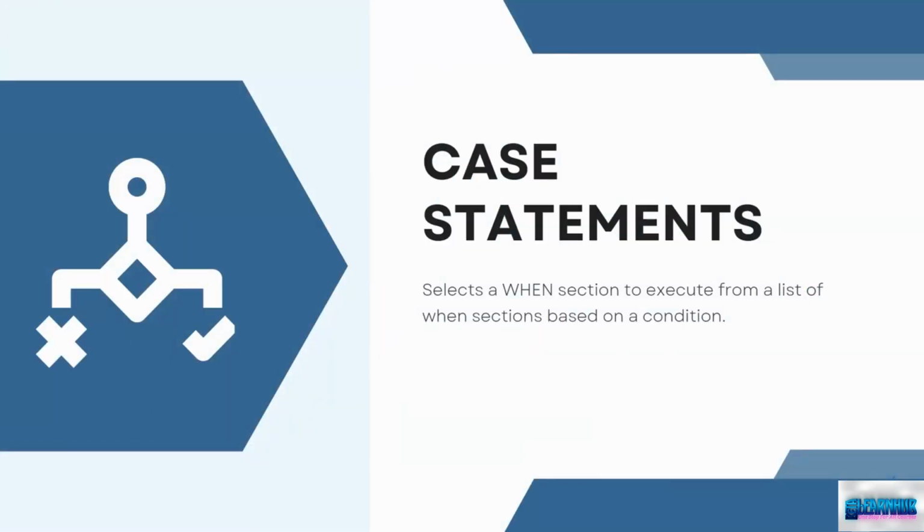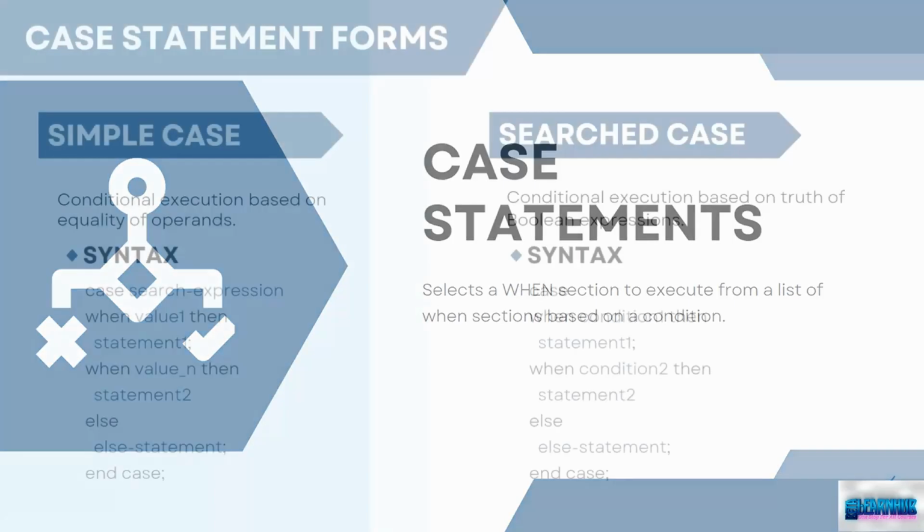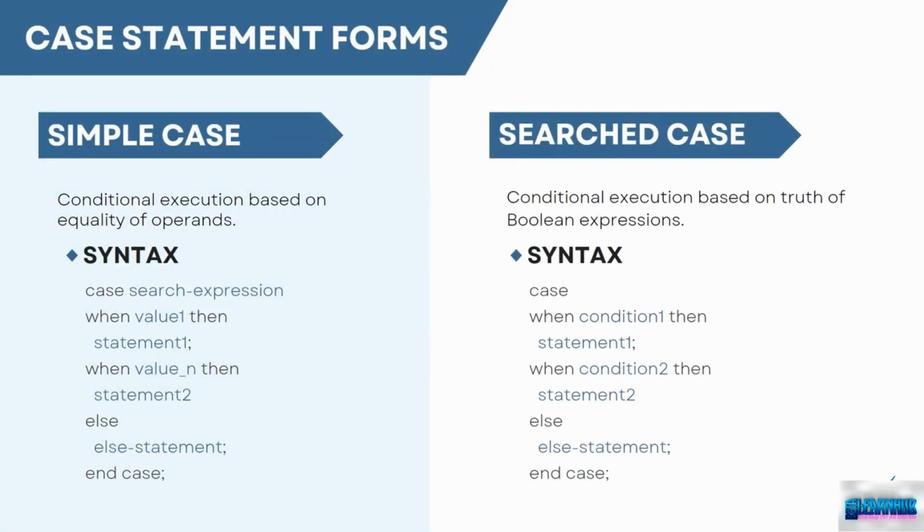The case statement selects a when section to execute from a list of when sections based on a condition. Case has two forms: simple case statement, which provides conditional execution based on equality of operands, and search case statement, which provides conditional execution based on truth of Boolean expressions. So, if you're going to test using specific values only, a simple case should fit your need. But if you have a complicated condition, it is better to use a search case statement.